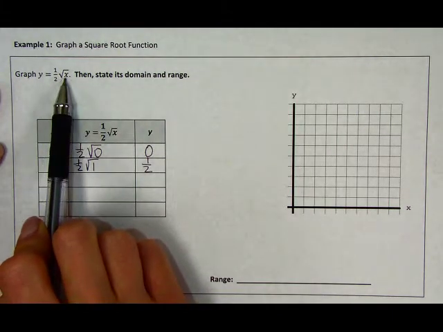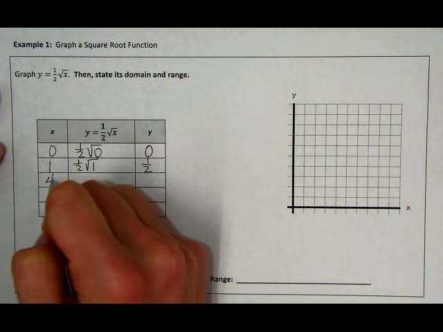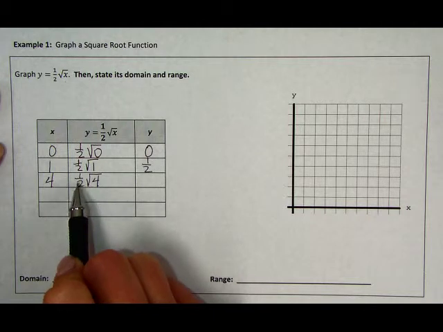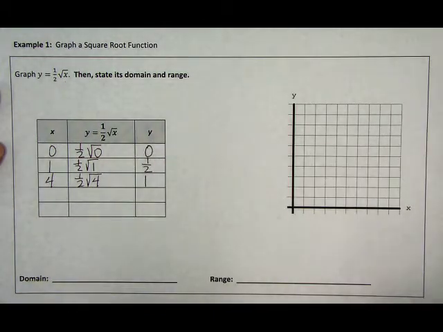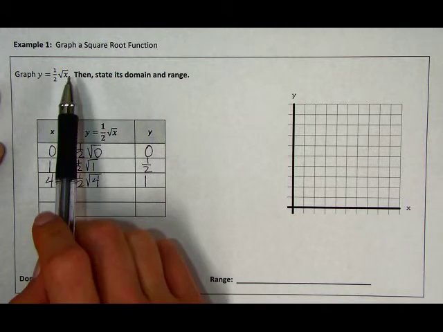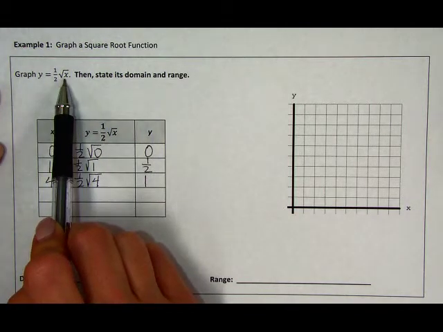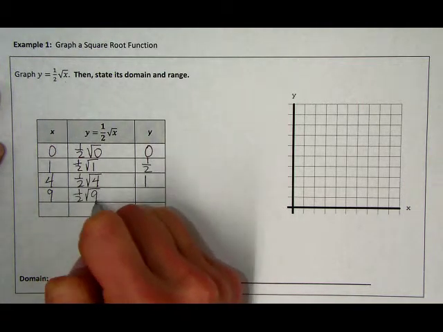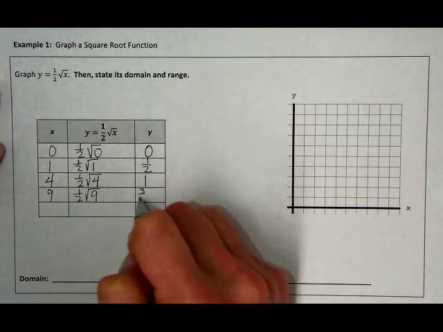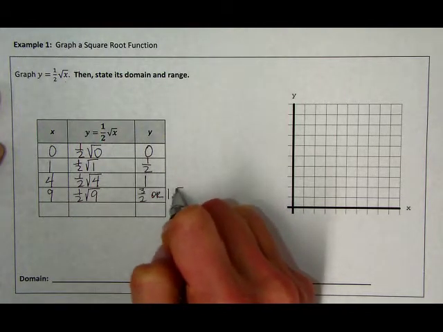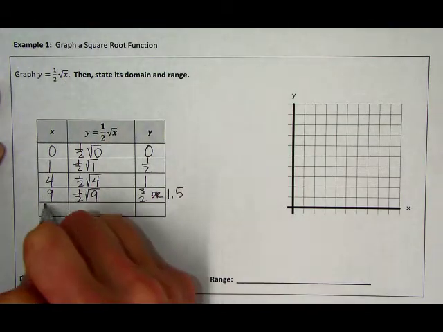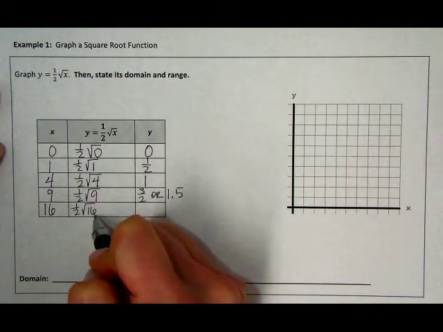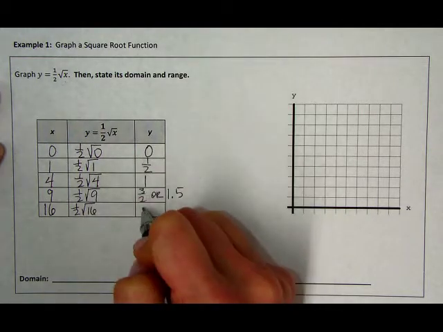So if we plug in 4, the square root of 4 we know is 2. 1/2 times 2 gives us 1. If we plug in the next perfect square, which would be 9, 1/2 times the square root of 9, well, the square root of 9 is 3. 3 times 1/2 is 3/2, or 1.5. If we go one more time, we can plug in 16, the next perfect square, because the square root of 16 is 4. 1/2 times 4 is 2.